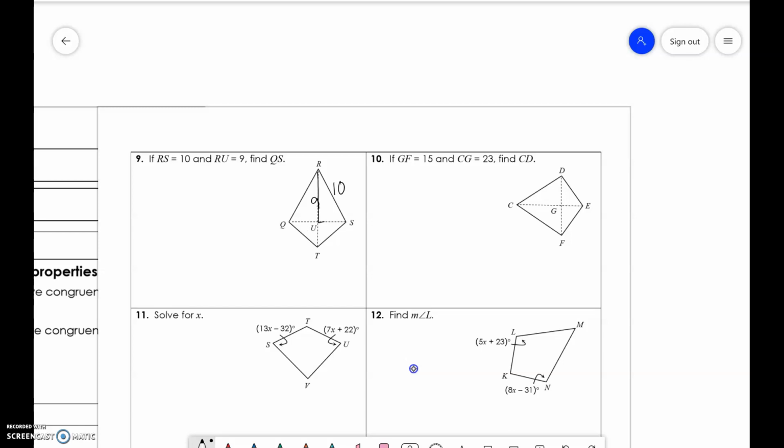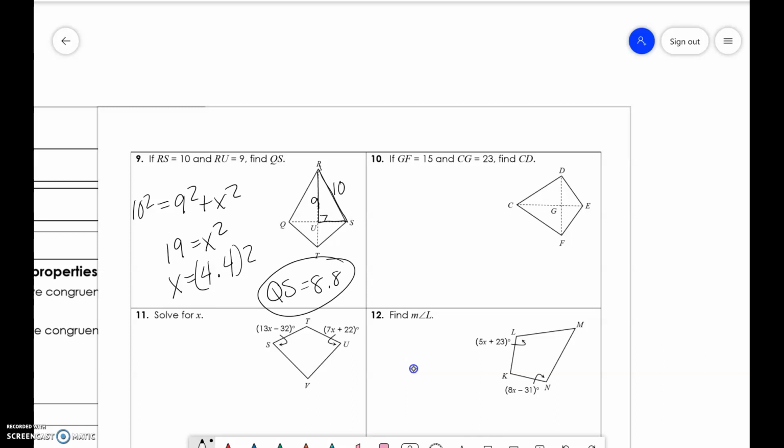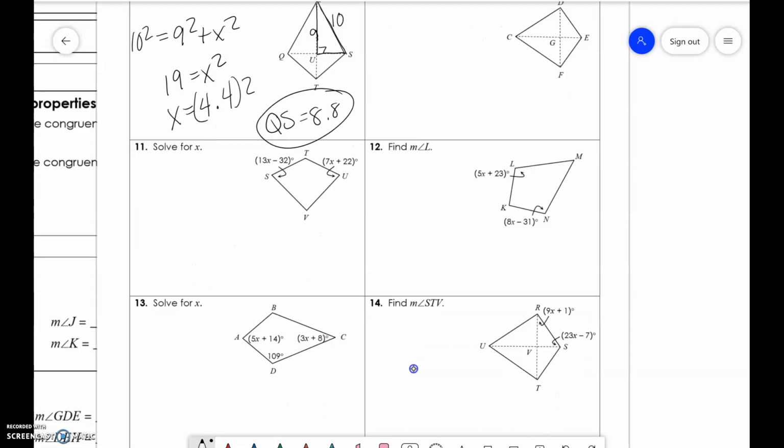So here we have this right triangle. We're going to find what US is and then multiply it by 2. So 10 squared is equal to 9 squared plus x squared. So we have 19 is equal to x squared. Take the square root of 19, we get x is 4.4. Then we take 4.4 and multiply it by 2. So QS is equal to 8.8. Okay, so it's just finding where you can find that right triangle.